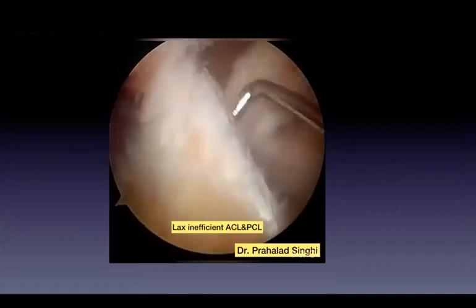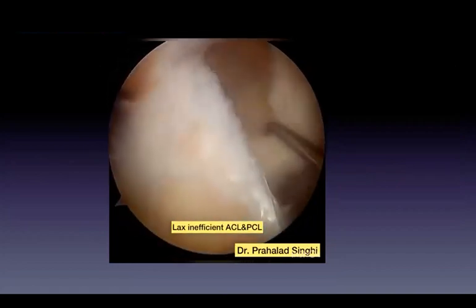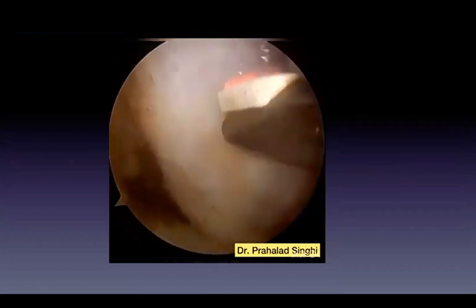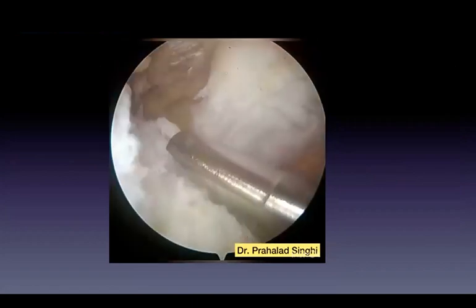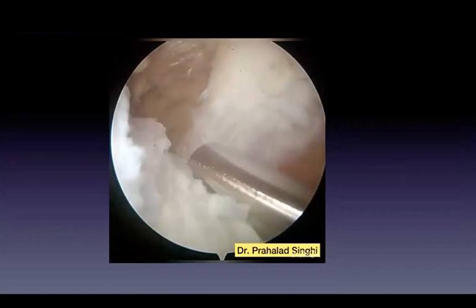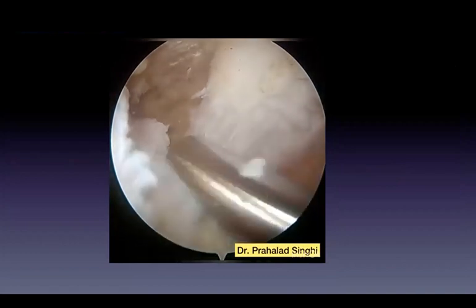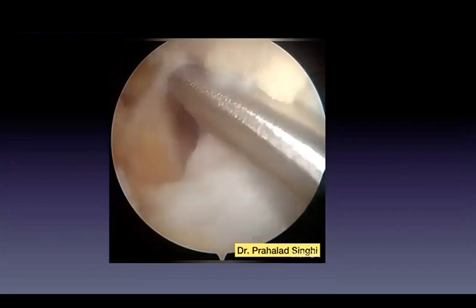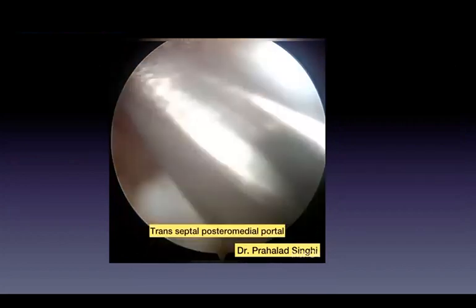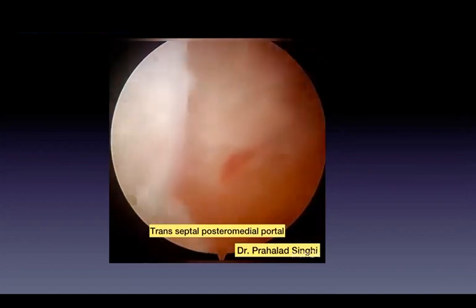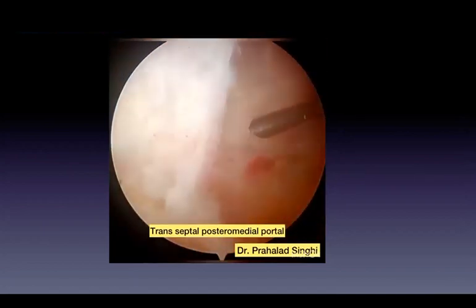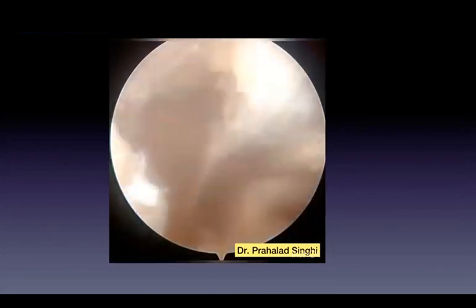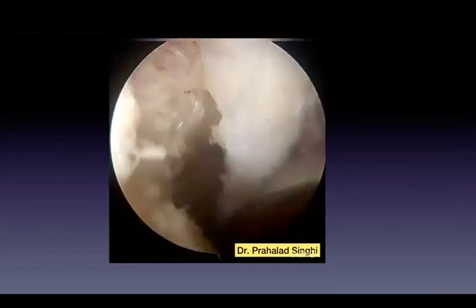This is diagnostic arthroscopy, which showed there is a slack anterior and posterior ACL, with just a few fibers which were there. We tried to retain those fibers and tried to secure our posteromedial portal here. We went transseptal, removing the septum, to visualize the posterior aspect of the knee, and we secured a posteromedial portal here. This is the most important part of the surgery, to get a very good posteromedial portal.